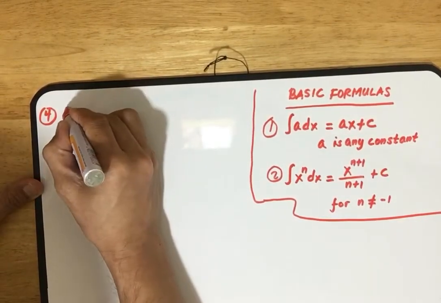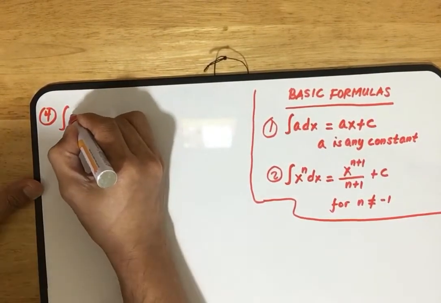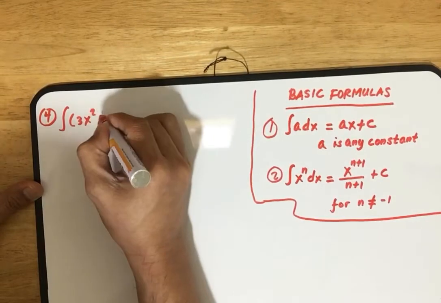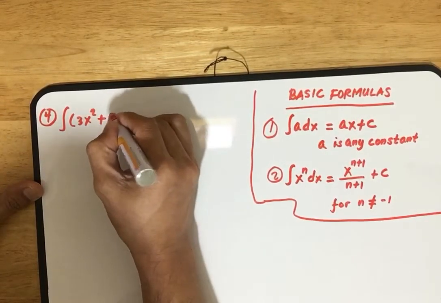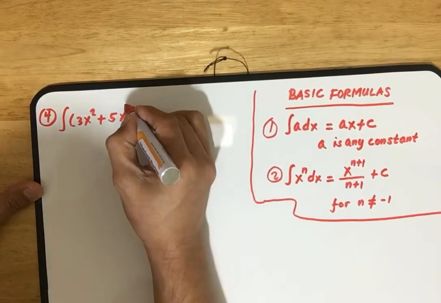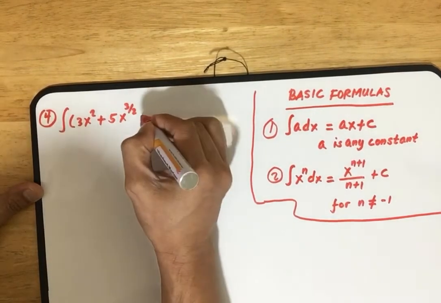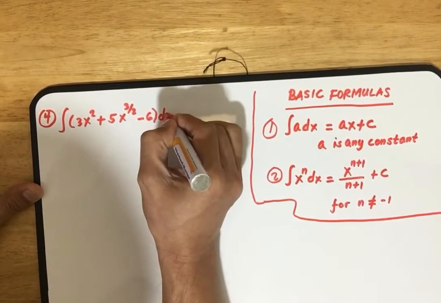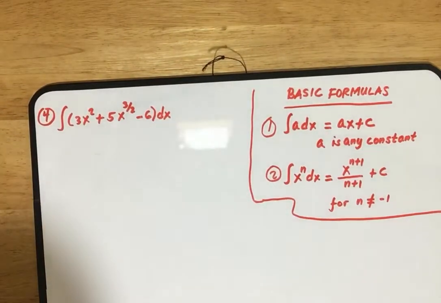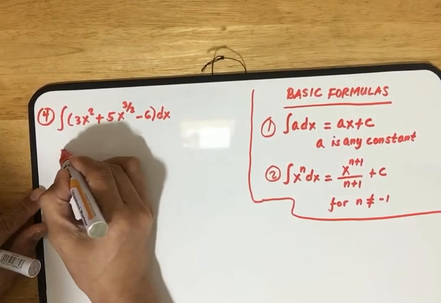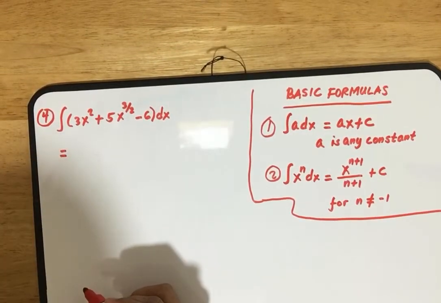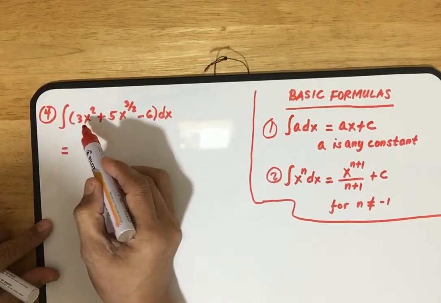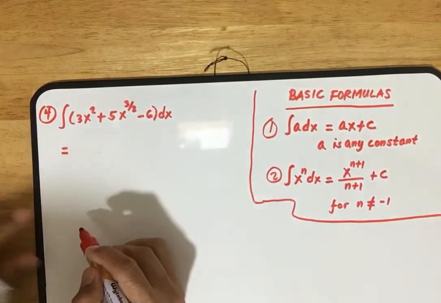So we are given the integral of a quantity 3x squared plus 5x to the power 3 halves, then minus 6, then multiplied by dx. Okay, so to solve this, as in our previous examples, we just distribute this integral sign to each term, together with this dx.